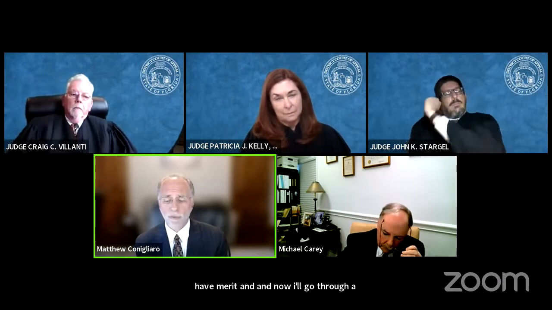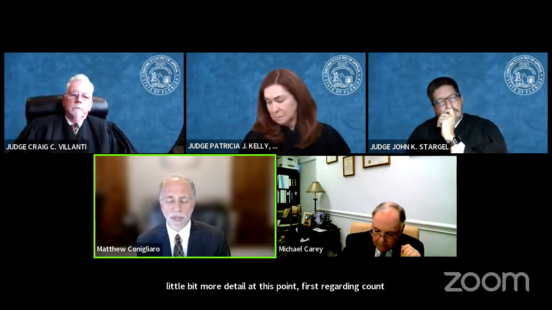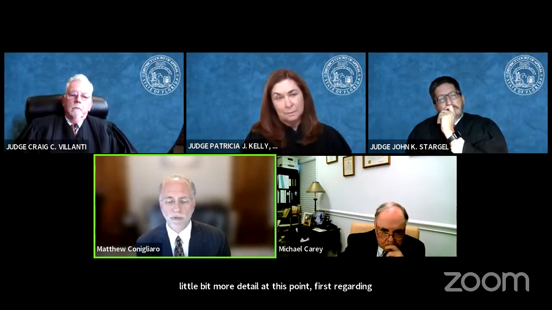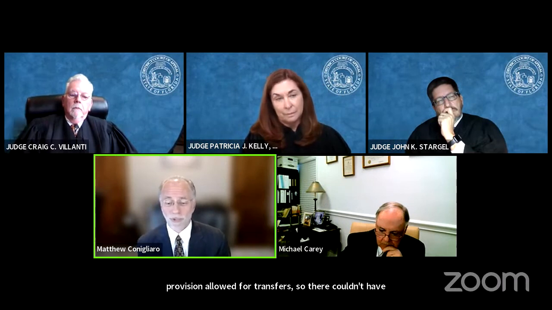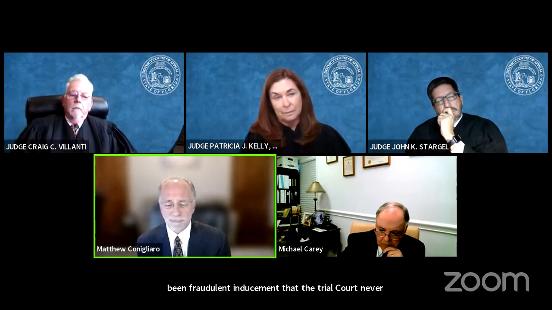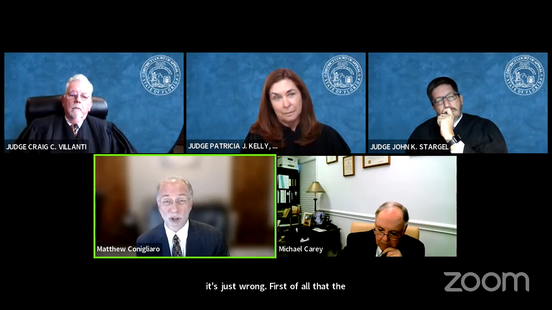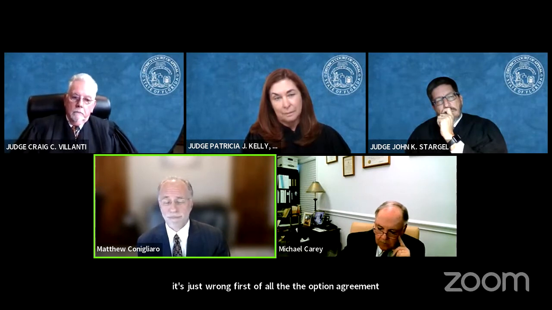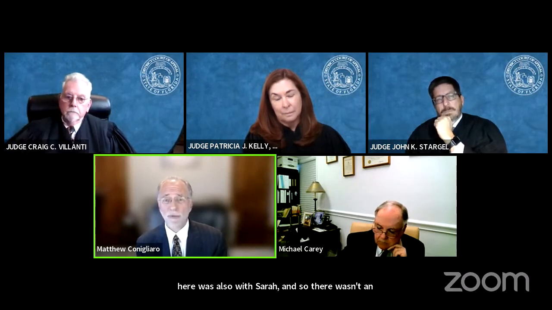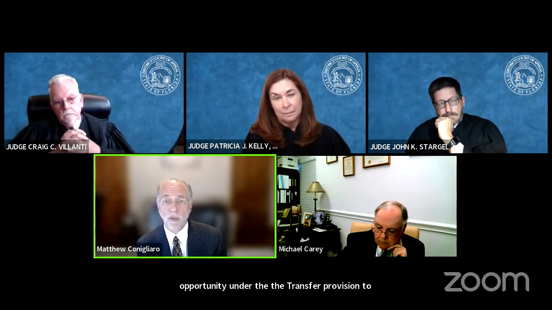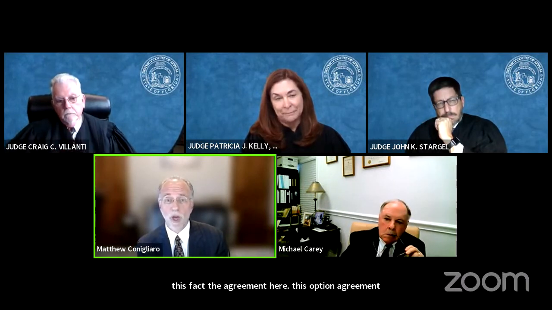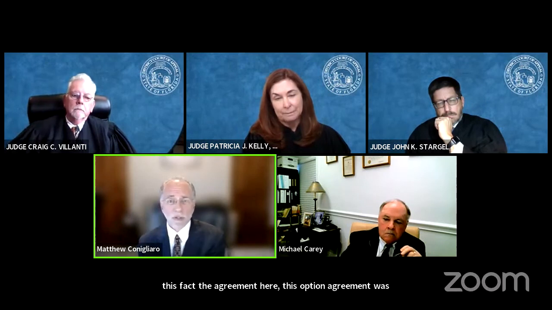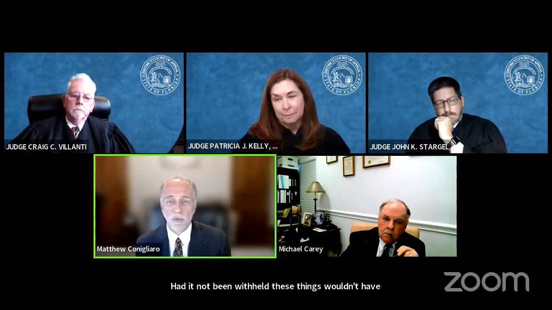First, regarding count 4, counsel mentioned, well, that the transfer provision allowed for transfer, so there couldn't have been fraudulent inducement. The trial court never said that, and it's just wrong. First of all, the option agreement here was also with Soraya. And so there wasn't an opportunity under the transfer provision to transfer it to Dr. Soraya. And second of all, the point is this fact: the option agreement was withheld. Had it not been withheld, these things wouldn't have happened. And we can't look to later events to say, well, it doesn't matter.